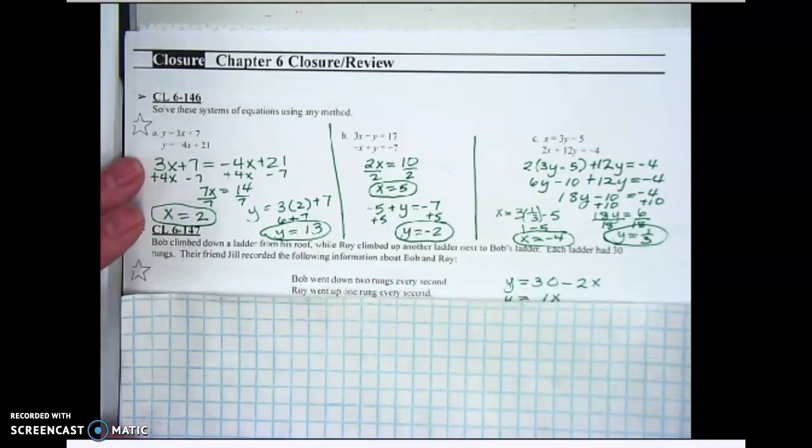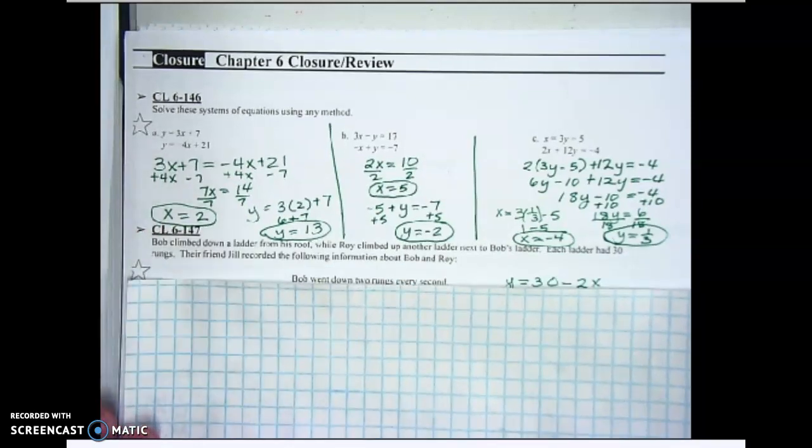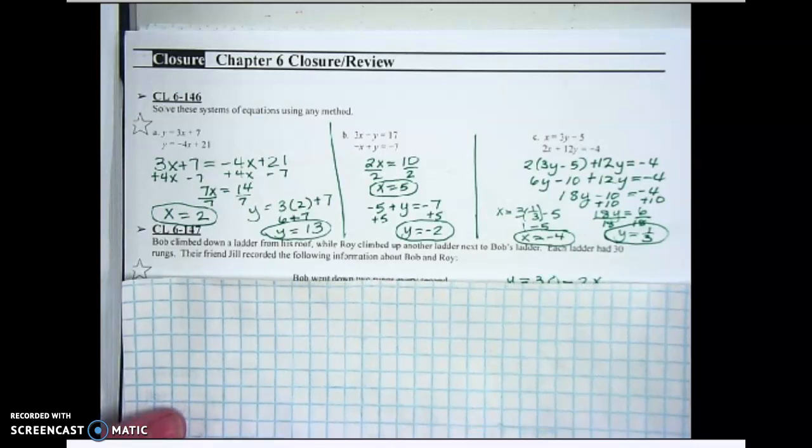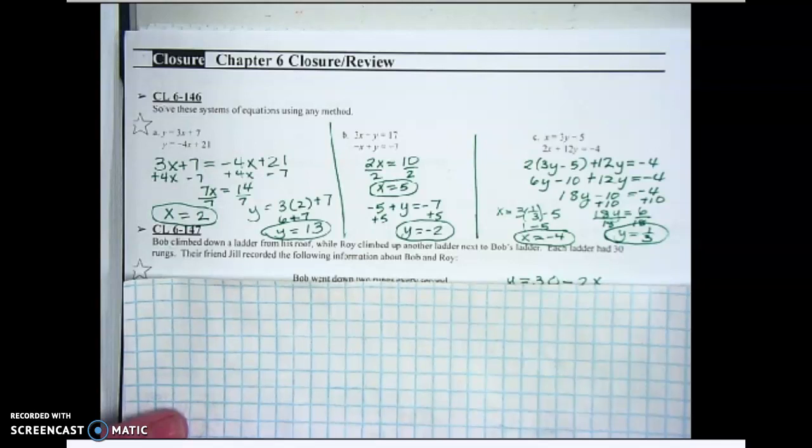All right, jumping down to question 147. Bob climbed down a ladder from his roof, while Roy climbed up another ladder next to Bob's ladder. Each ladder had 30 rungs. Their friend Jill recorded the following information about Bob and Roy.